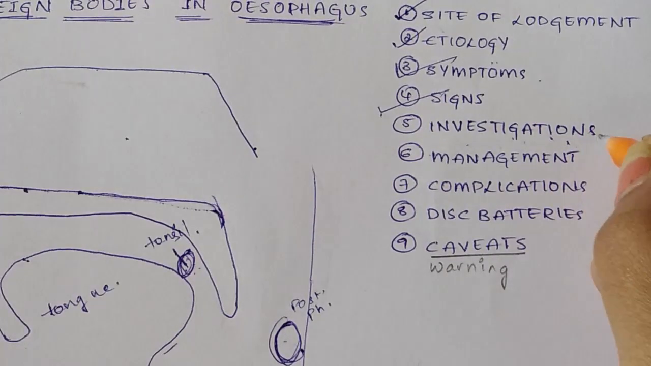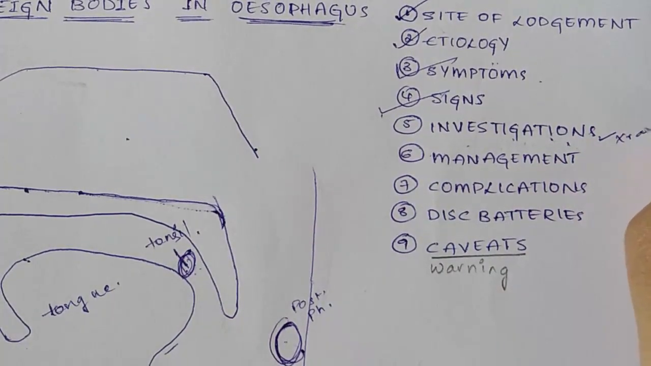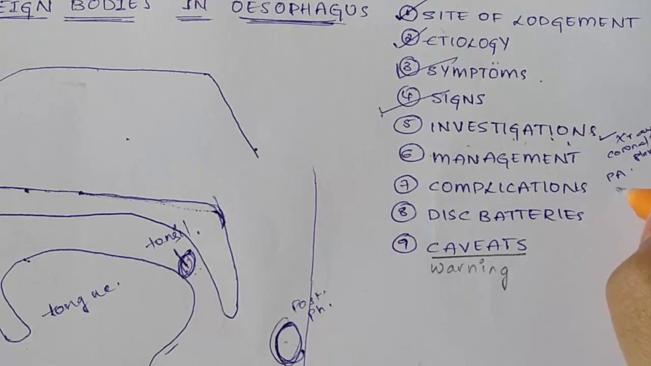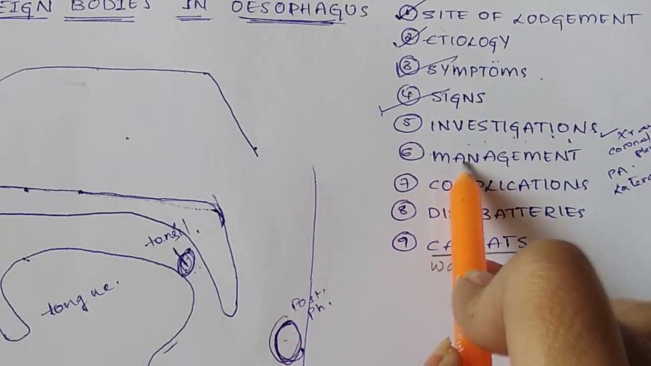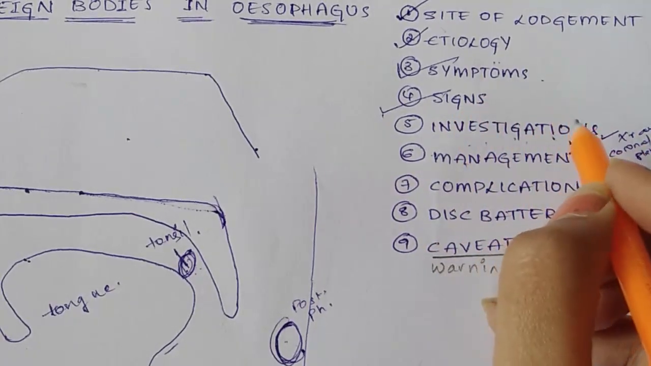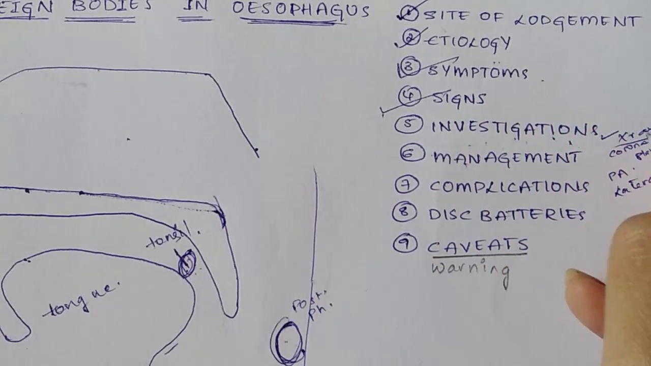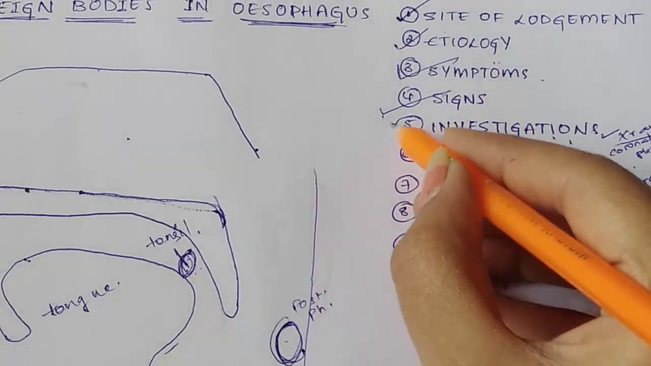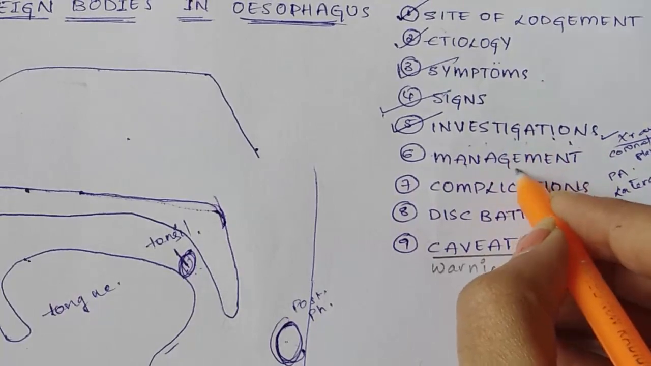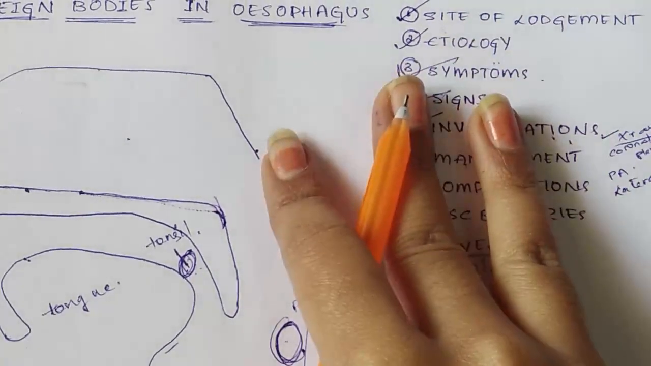In investigations we do X-ray, that is coronal plane, posterior anterior view or lateral view. It is not the confirmatory diagnosis. We have to do endoscopy along with X-ray to rule out that there are no foreign bodies. And investigations are over. For the management, there are 3 things you can do.